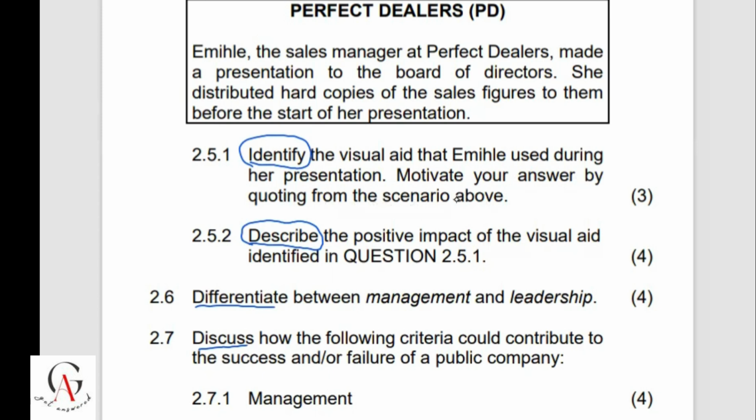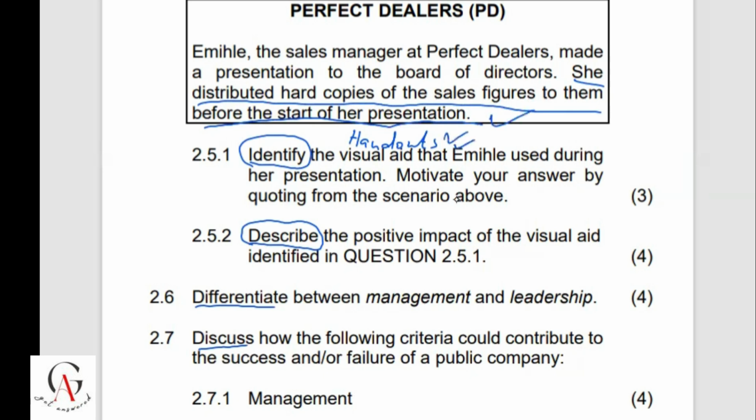So now the appropriate answer in this regard, we are going to have our handouts. So now if you check our handouts, it goes together with the last sentence of the scenario where it says she distributed hard copies of the sales figures to them before the start of her presentation. So now this is the quoting.